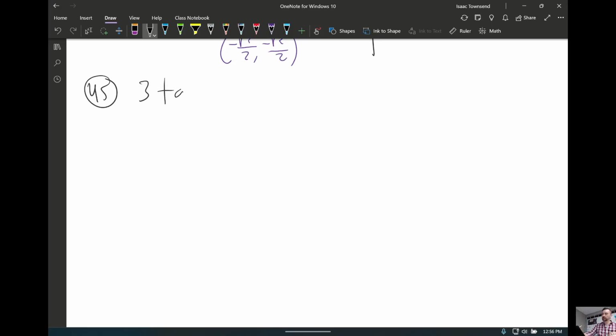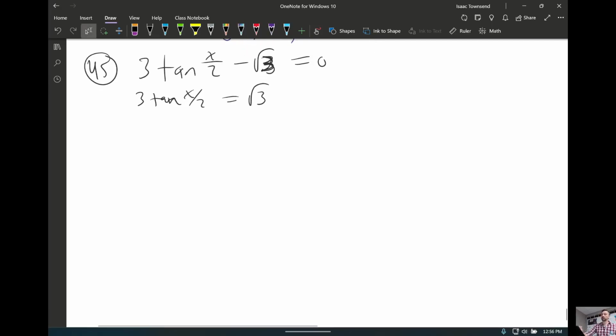Okay, so 3 times the tangent of what divided by 2 minus the square root of 3 gives us 0. Okay, so the basic stuff that we can start off with at least is we can undo the subtract with add and undo the times 3 with divide 3.